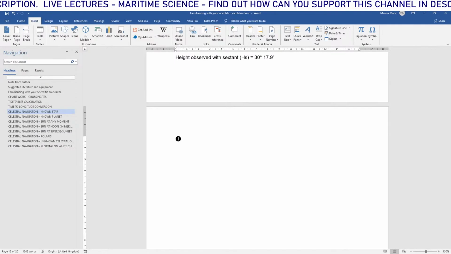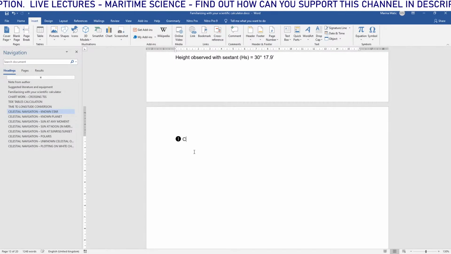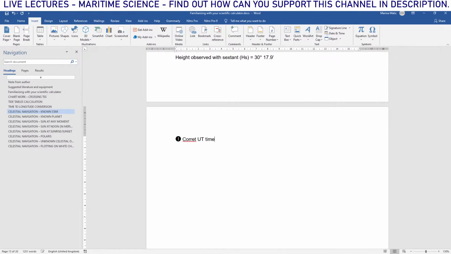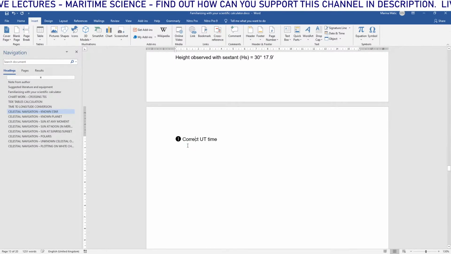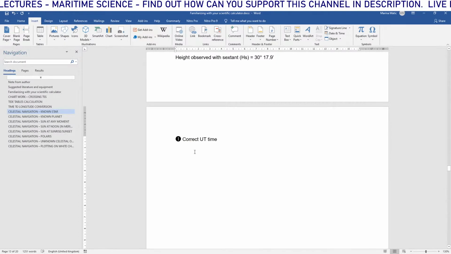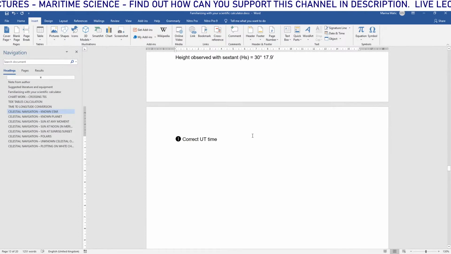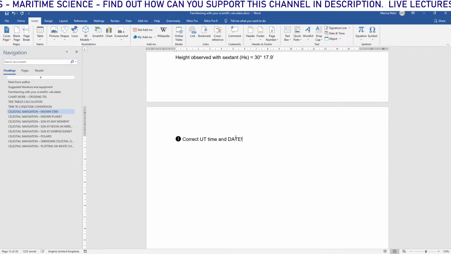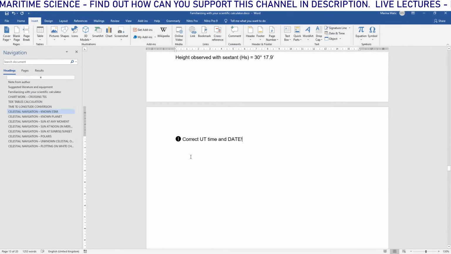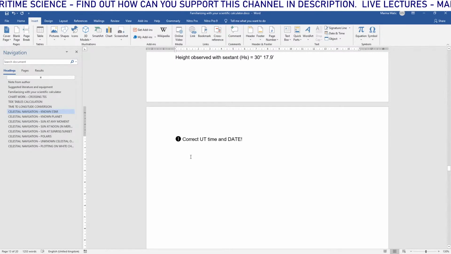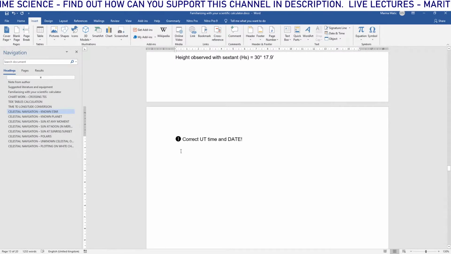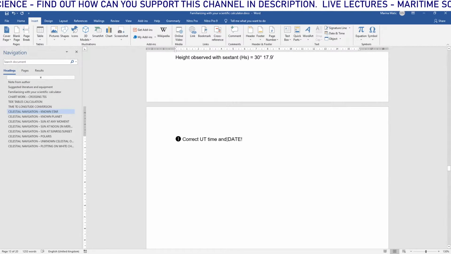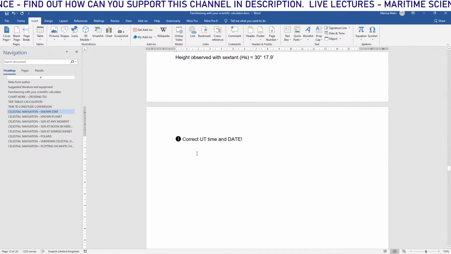So step number 1 is correct UT time, and the word correct is not spelled like that for sure. So first step, before we correct time, and don't forget the date, very important, and date. Let's put an exclamation mark or something, this mark here. So correct UT time and date. Why am I emphasizing the date?